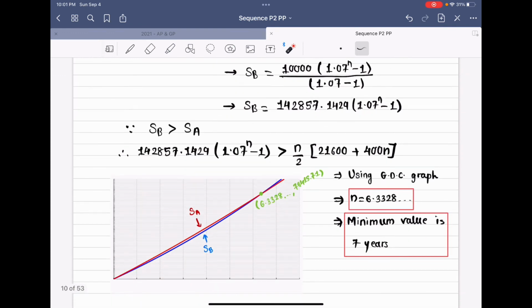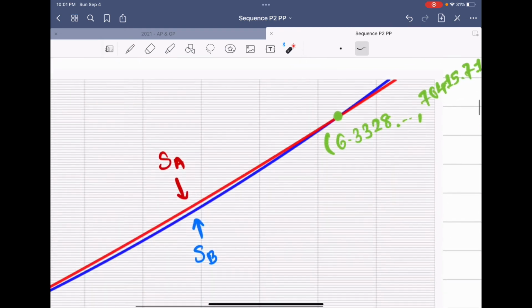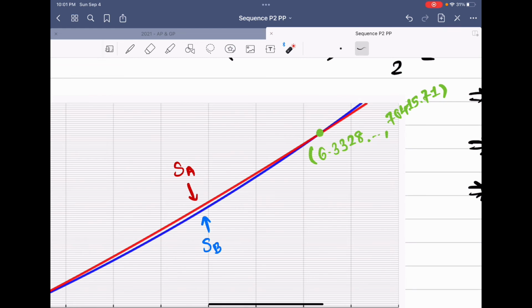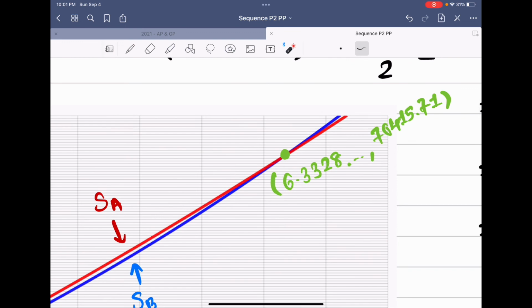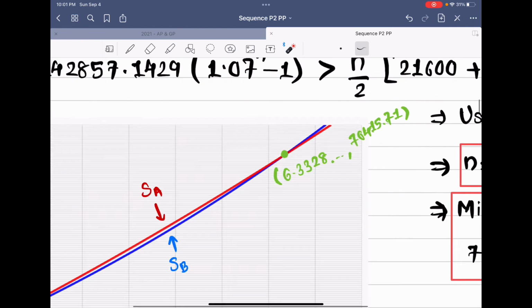What I will do, this is a complicated part because I don't know n. I cannot do trial and error. So I will type this part in y1 of my GDC and this part in y2. When I type this, I can see SA is my scheme A and SB is my scheme B. Scheme B, the blue curve, is below the red curve, that means below scheme A. They say when it exceeds, so where do you see scheme B going above scheme A? You have to find this point of intersection.